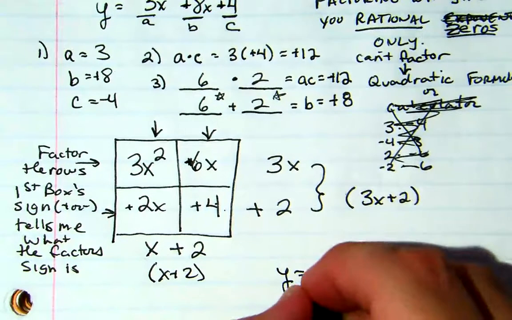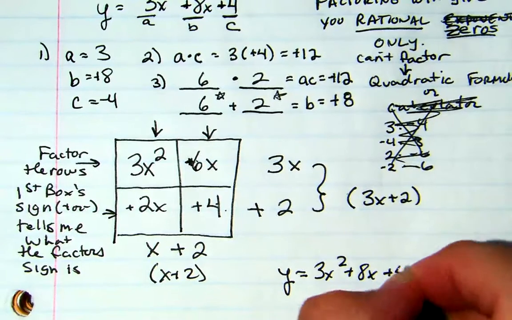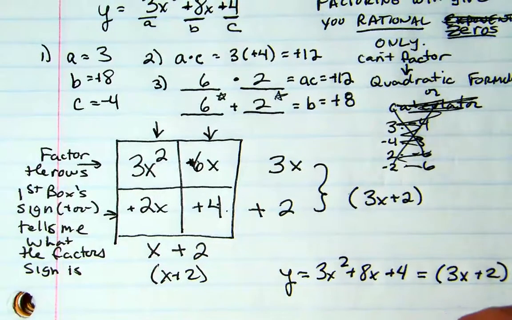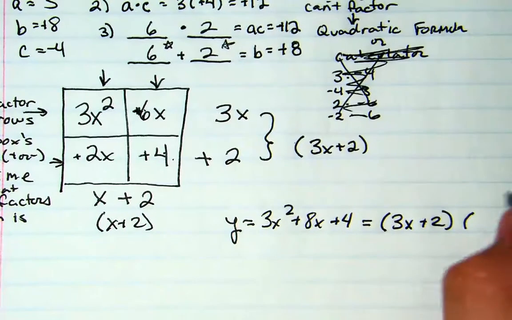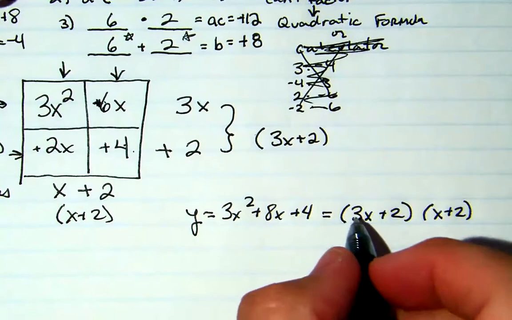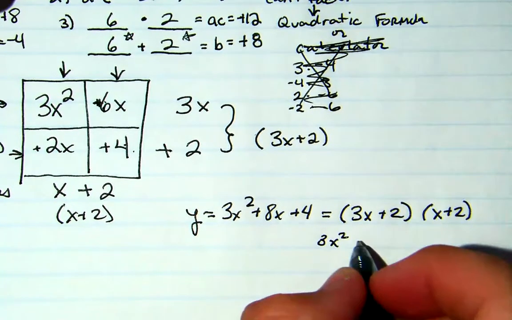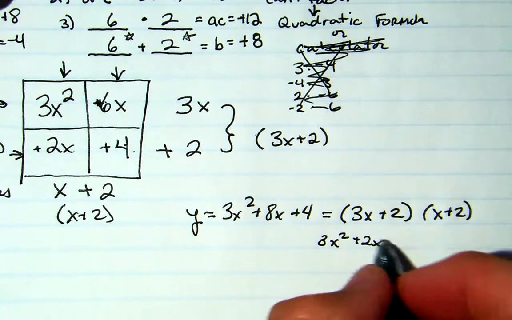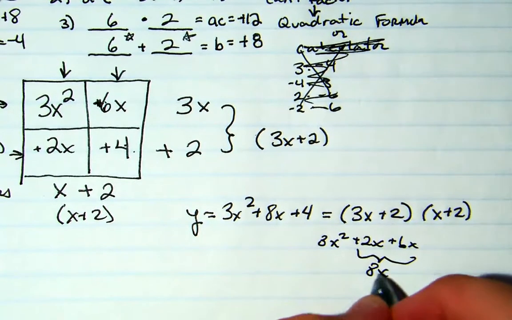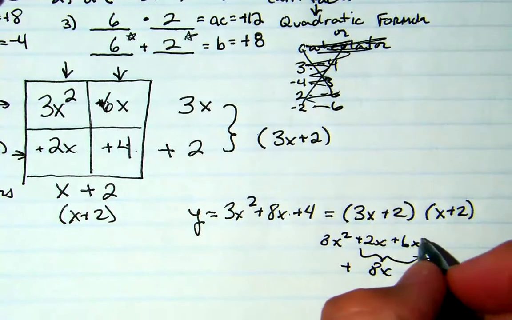So if y is equal to 3x squared plus 8x plus 4, this is going to be equal to 3x plus 2 and x plus 2. And if we want to multiply this out, 3x times x is 3x squared. 2 times x is plus 2x. 3x times 2, that's plus 6x, which is going to give me 8x. So I have 3x squared plus 8x, which is right there, and then the last 2 times 2 is plus 4.